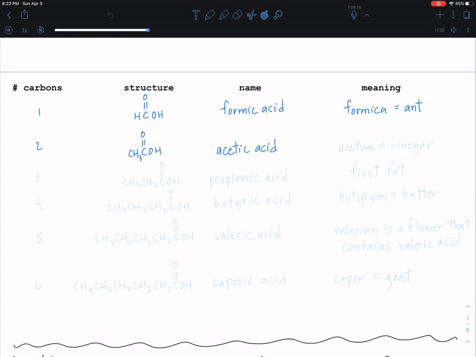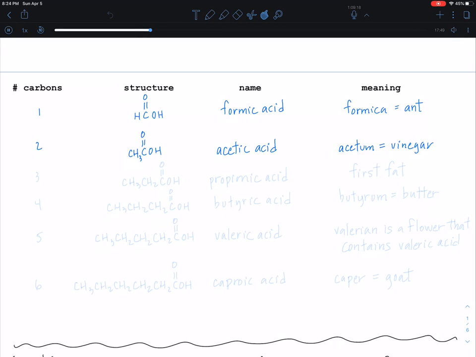Well, vinegar is made up of 5 to 6% acetic acid. The smell that you smell of vinegar, right? Vinegar is a solution, right? A homogeneous solution, but it contains acetic acid as one of the solutes, right? So acetum is the Latin word for vinegar. So that's where that comes from.